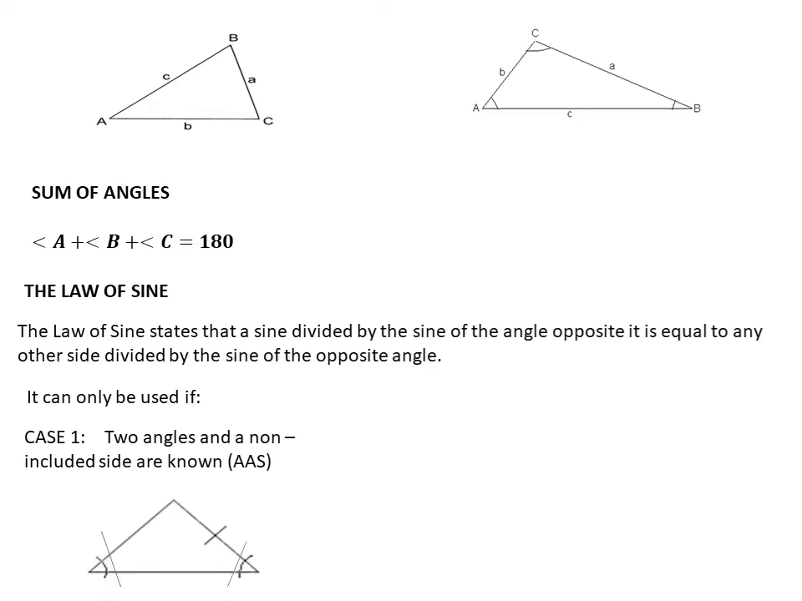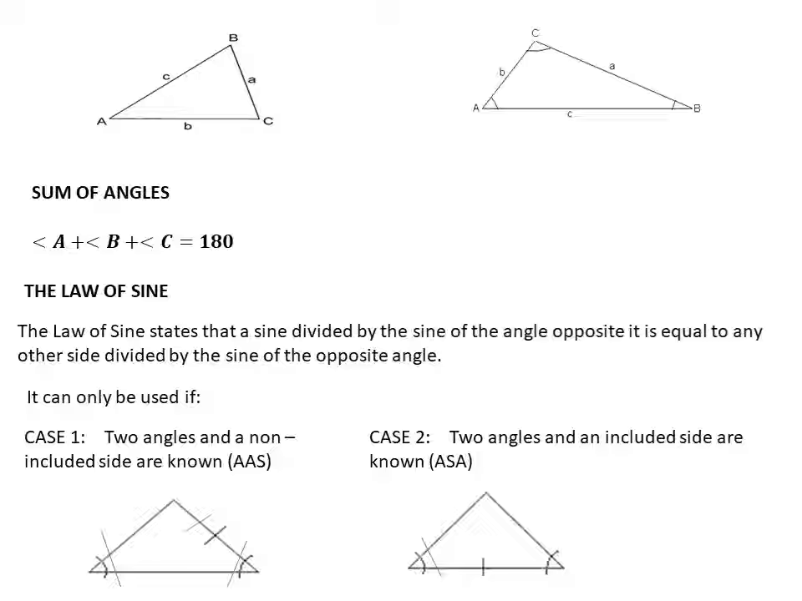Angle, angle, and a side. And then for another situation, we have case 2. 2 angles and an included side are known, or ASA. ASA means angle, side, and another angle.